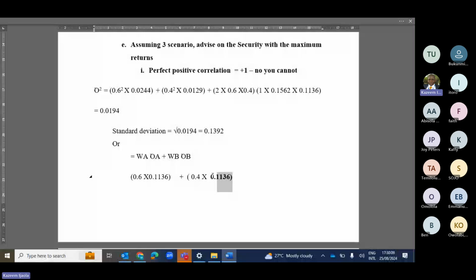Now we should do the same thing with the answer we have before. We should get the same thing or almost the same answer. 0.6 times 0.1562. So, guys, which one will you prefer to use? First method or second method? Which one do you prefer? First one.